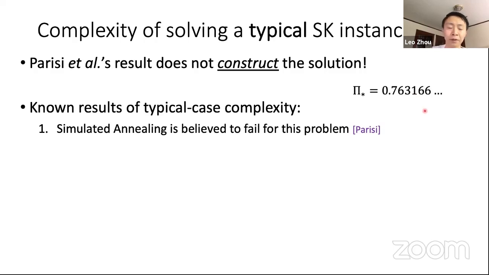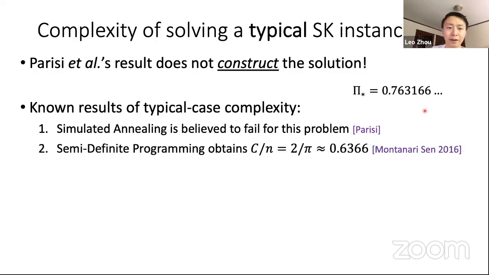You can also try a convex relaxation method like semi-definite programming, and that will give you a cost function C over n equal to 2 over pi, which is roughly 0.636. That's closer to the Parisi value, and it's provable. But it's not quite there yet.